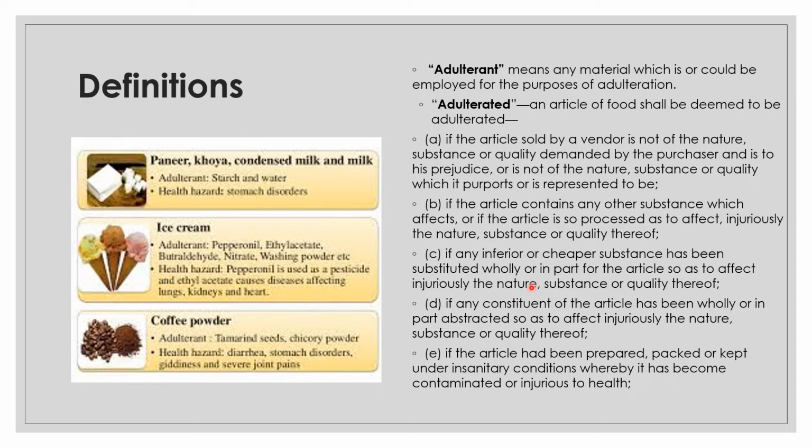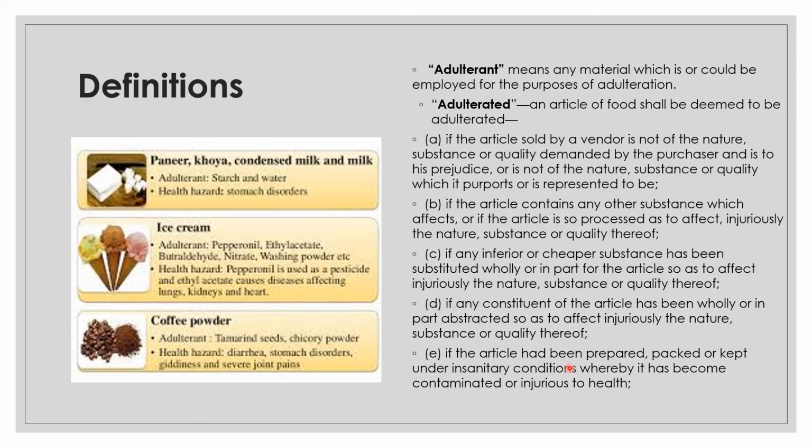Okay, next one, if any constituent, meaning contents or ingredients, of the article has been wholly or in part abstracted, okay, so that it injuriously harms the nature, substance or quality of the product. So if any constituent of the food article has been wholly or in part abstracted.